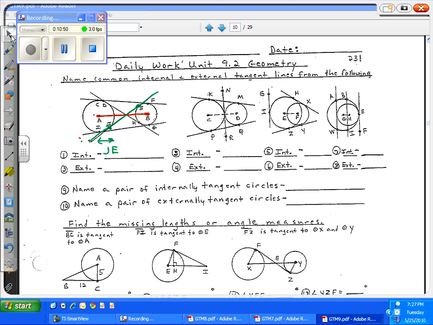And you can name another one. Right here we have C as a point of tangency, F as a point of tangency. So line CF is a common tangent line because it is tangent to two coplanar circles. It does not pass through the segment of centers, so we can label it as a common external tangent line, and you could name others. Okay?